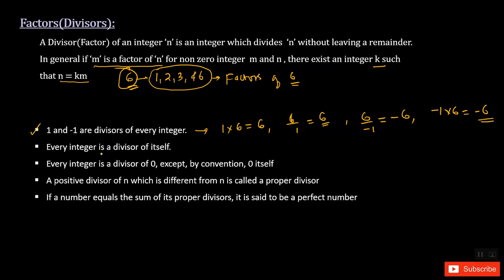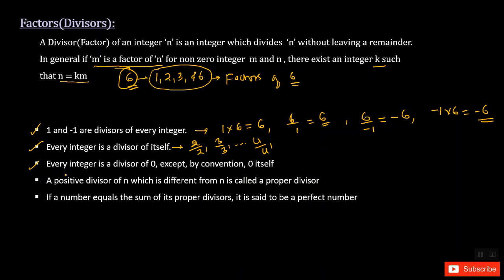Now every integer is a divisor of itself. Yes, always true, because every integer is divisible by itself. So 2 is divisible by 2, 3 is divisible by 3 and so on. So 4, I can say 4 is divisible by 4. Of course 4 is also divisible by 2, but we are talking about every integer being divisible by itself, right? Okay, now let's talk about the third point here.